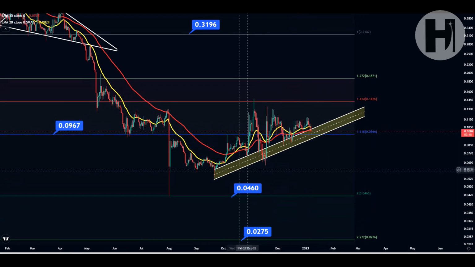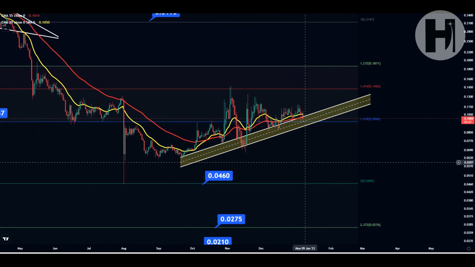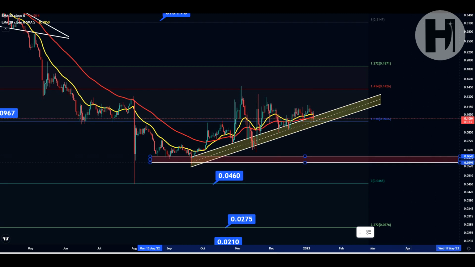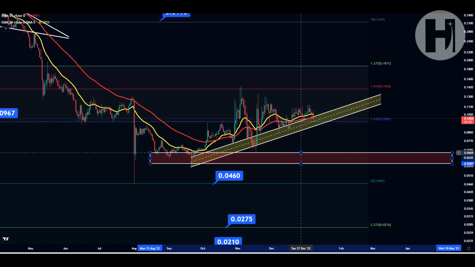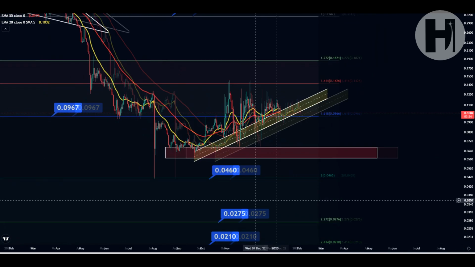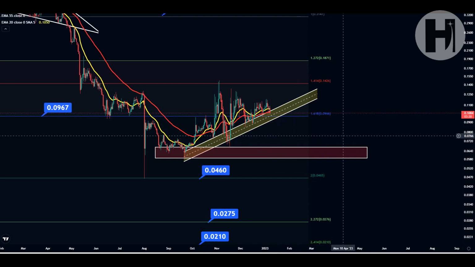I would keep an eye on this support channel. And if we lose that, well, that's going to be not very good. And in that case, I would expect a pullback, potentially retesting this zone here, this support block. There we go. So this area here is what we could retest if we have another move to the downside from where we are right now. That would be a 33% pullback.